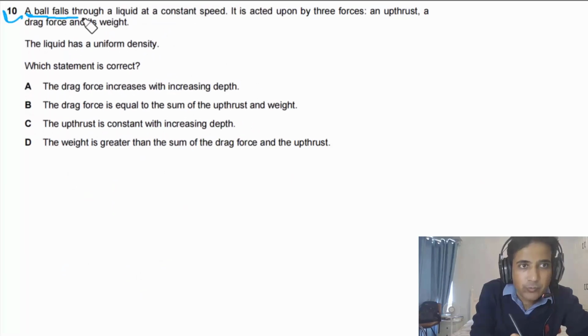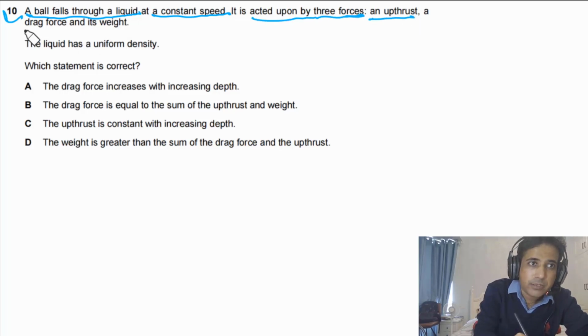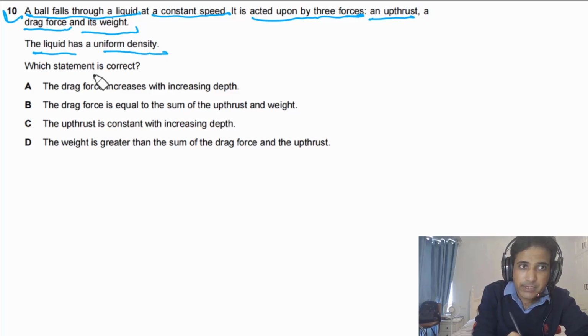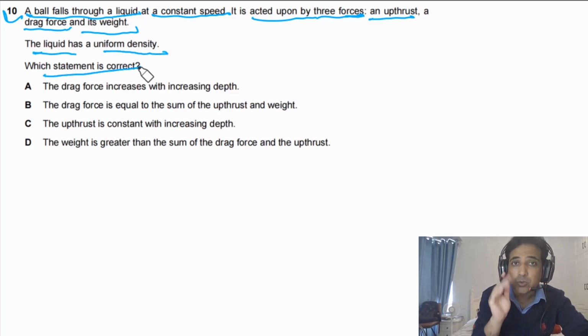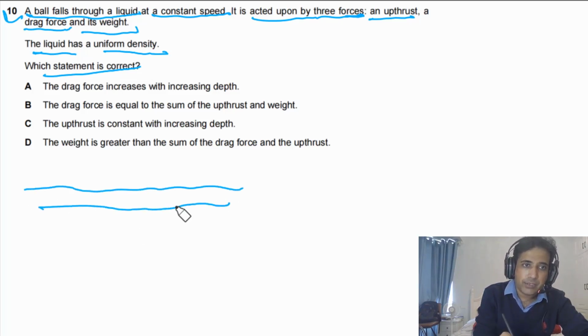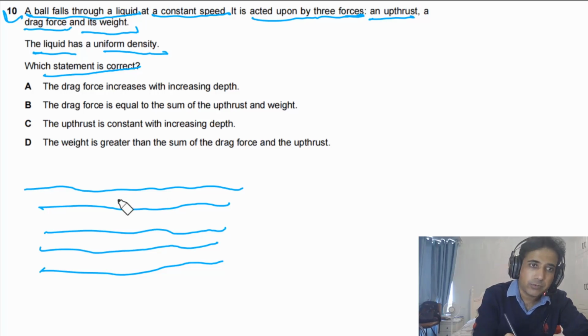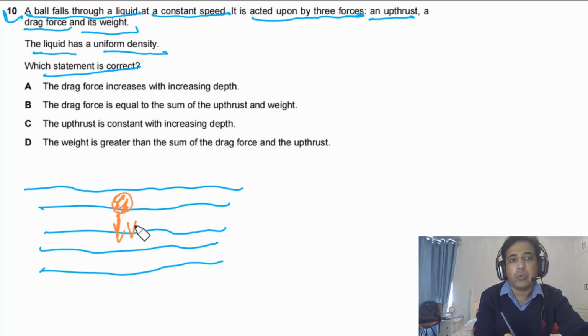Question 10 says a ball falls through a liquid at a constant speed. It is acted upon by three forces: an upthrust, a drag force, and its weight. The liquid has a uniform density. Which statement is correct? In order to answer this question, first of all, we can imagine this is liquid and the ball is falling through this liquid. The ball is somewhere here, falling down, and the speed of the ball is constant.